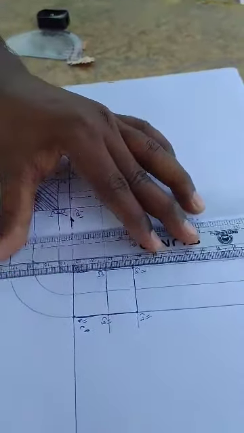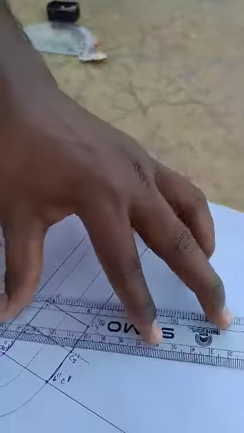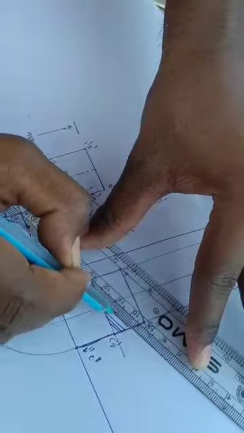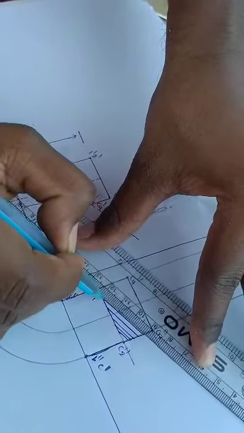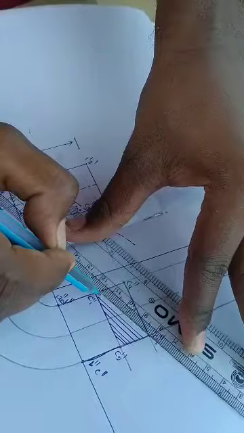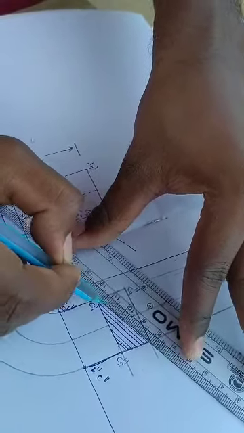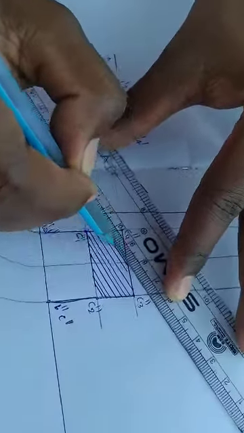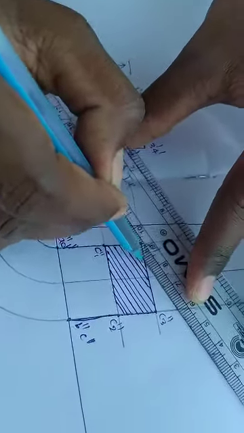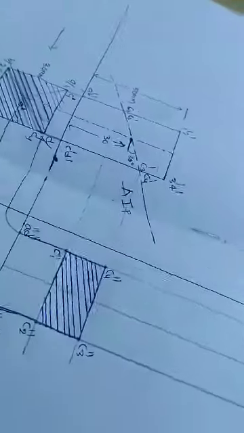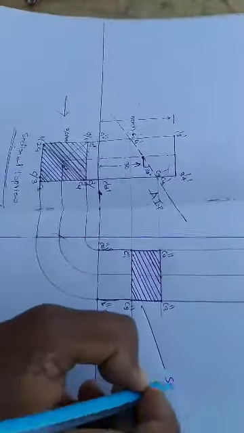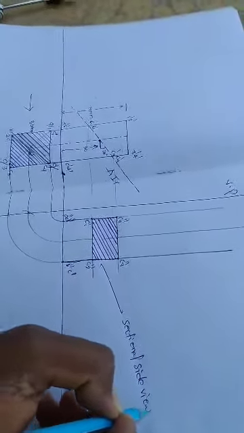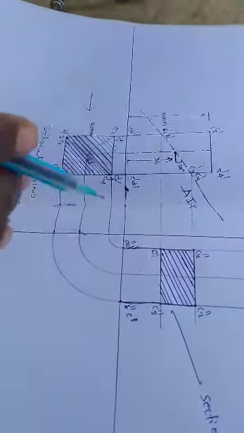Let's make the hatching section, that means the cutting section. This is your cutting section. You have to make hatching in the cutting section. This is your sectional top view, and this is the sectional side view of a square prism.